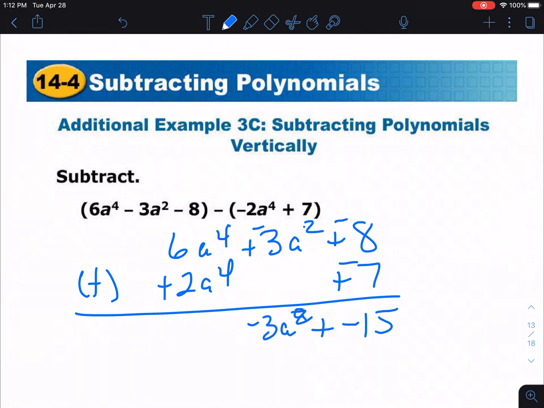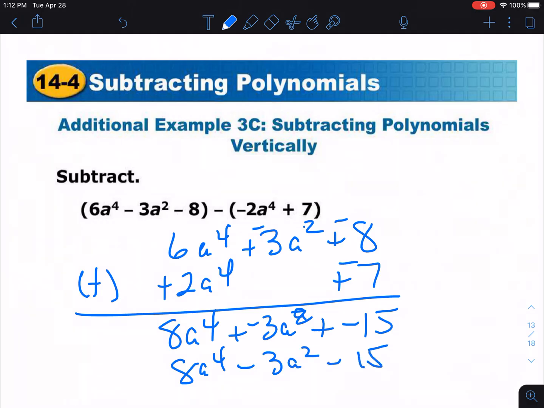Okay, and then plus the negative 3a just comes on down for the ride. Oops, negative 3a squared there. Okay, and then the 6a to the 4th and the 2a to the 4th actually become 8a to the 4th. So another way of writing this then would be 8a to the 4th minus 3a squared minus 15. And both of those would be acceptable.